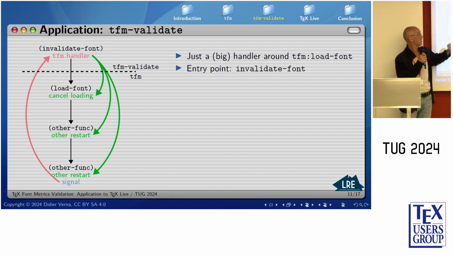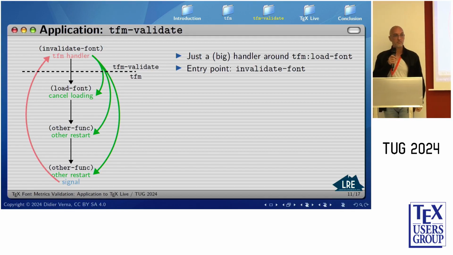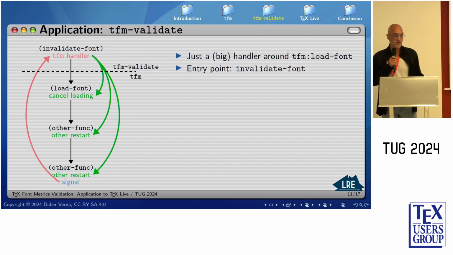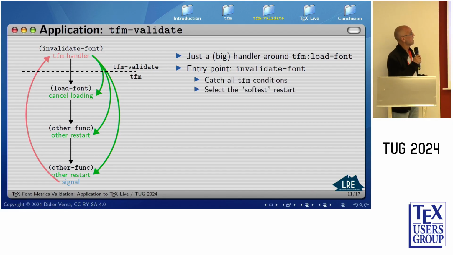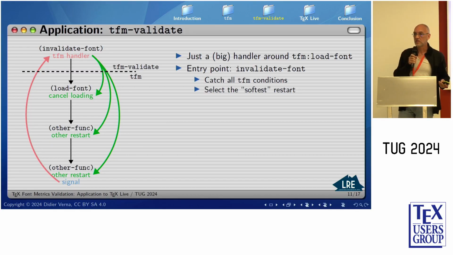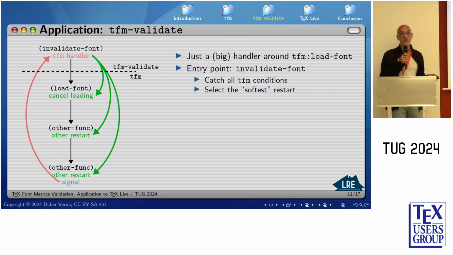But in order to do that, now you realize that there is no modification required to the TFM library. And that's because handlers may be elsewhere than restart points. And this is why this library was actually extremely easy to implement. Okay, I didn't have to touch the TFM library to implement that. So catch all conditions, select every time the softest restart, and then you have a validation tool.